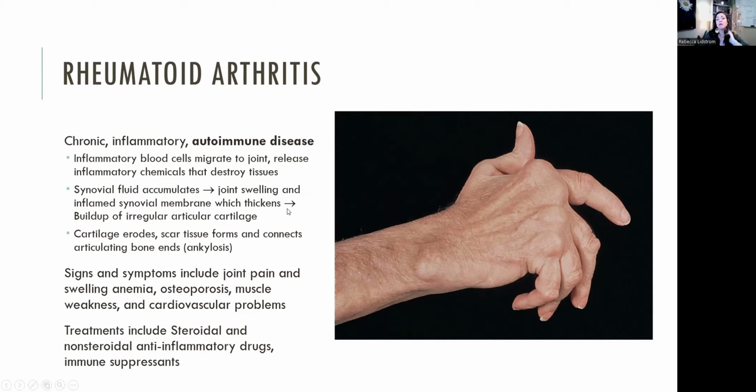Signs and symptoms: joint pain, swelling, anemia, because we're seeing differences or changes within the blood because of the immune response, osteoporosis, we often see muscle weakness, and then cardiovascular problems. We often treat with steroidal and non-steroidal anti-inflammatory drugs, and then of course immune suppressant type drugs might be prescribed because of this autoimmune involvement.